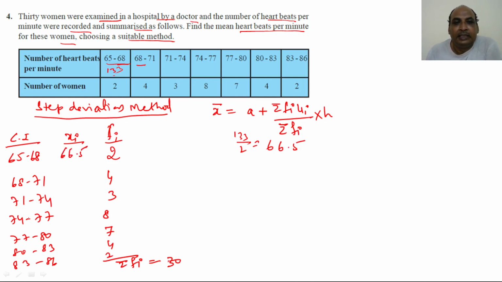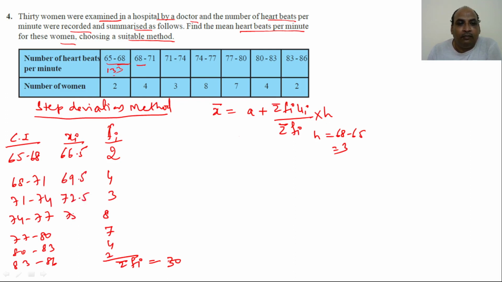Now what is the size? H is 3, correct? H is equal to 68 minus 65, that is equal to 3. So we will start adding: 69.5, 72.5, 75.5, 78.5, 81.5, 84.5.